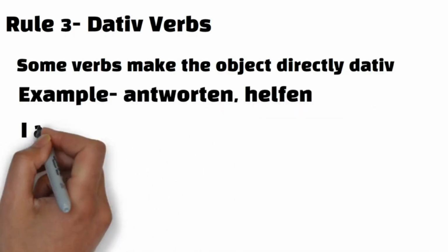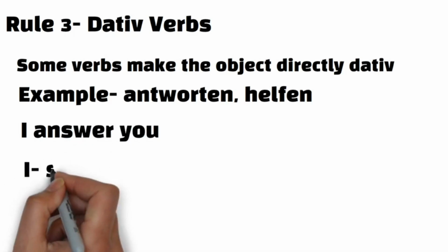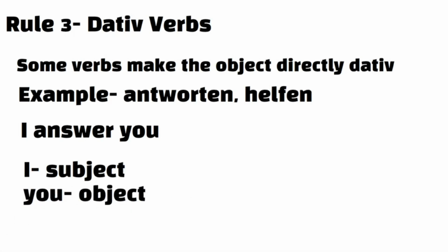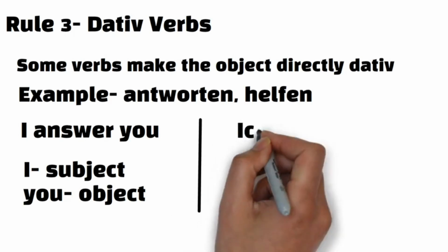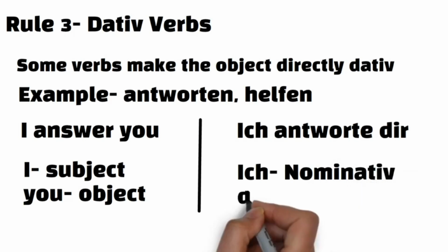So we have a sentence in English, I answer you. Here, I is the subject and you is the object. Now if we write the same sentence in German, it will be Ich antworte dir. Here, ich is nominative and dir is dative.